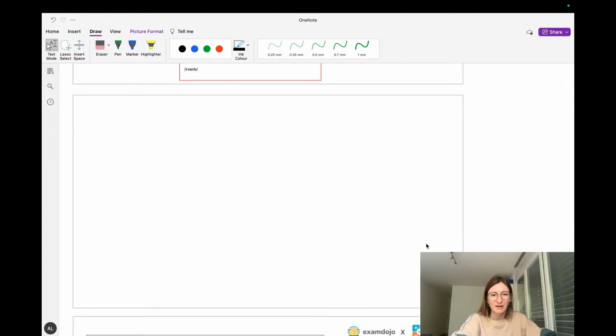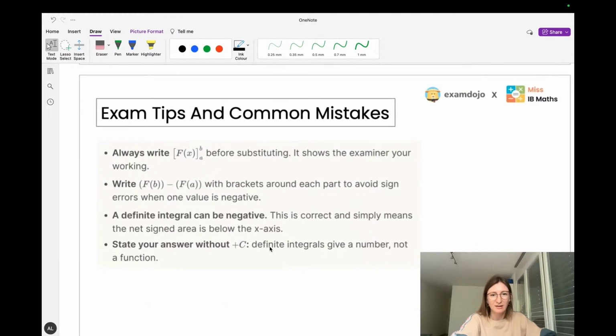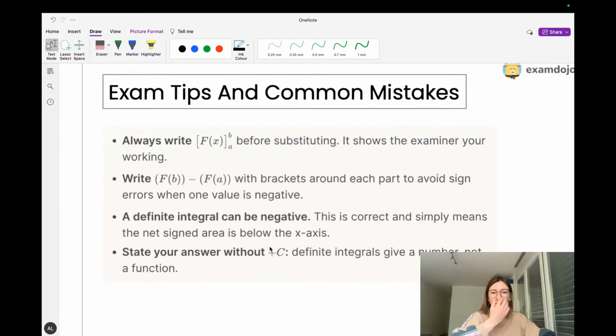Okay. I think, yeah, that's some exam tips. Like I said, always write the brackets, the big brackets, square brackets, so that you remember that you've got to substitute your boundaries. Be very careful with brackets. Use more brackets than you think you need.